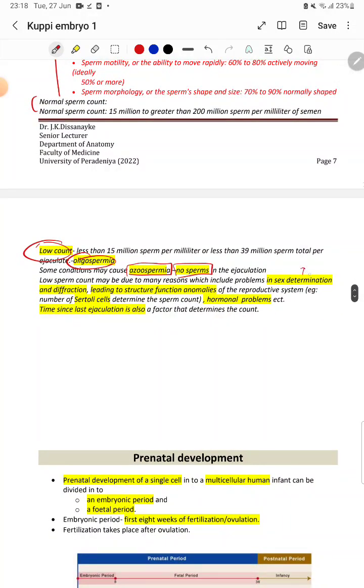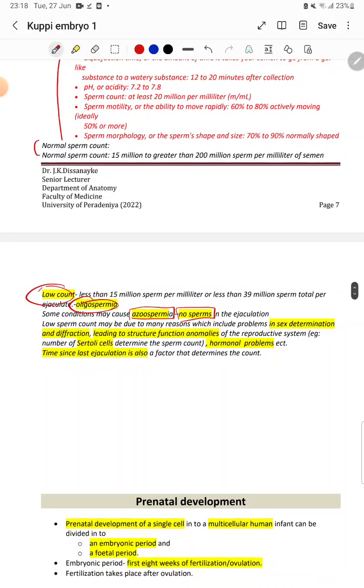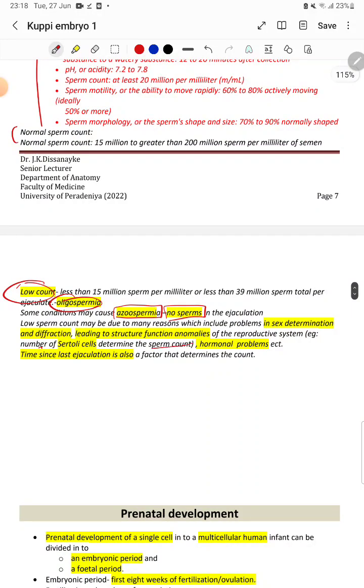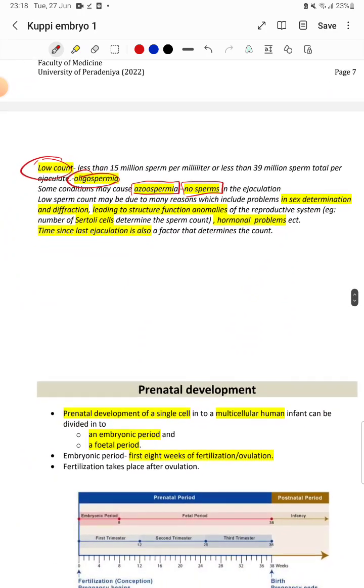For example, it could be due to problems in sex determination and differentiation, and this can lead to structural and functional anomalies within the reproductive system. Sertoli cells, I did not mention this, and the lecture note didn't really mention it, but Sertoli cells are extremely important for the development of the sperm. Without Sertoli cells, you won't have functioning sperm. So the number of Sertoli cells determines the sperm count because they go hand in hand with the development of the sperm. Also hormonal problems, and time since last ejaculation is also a factor.